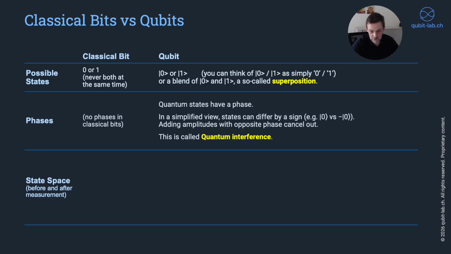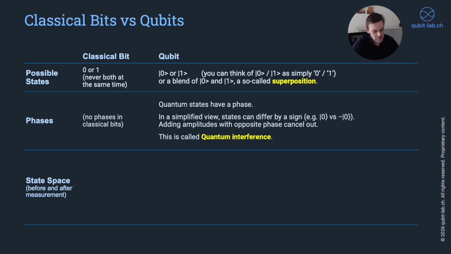In a simplified view, you could see a phase as like an extended sign. For instance, if there is a 0 state, there is also a -0 state. So adding amplitudes 0 and -0 means opposite phases. A minus is just the opposite of the plus. Then they will cancel out if you add them together. And this is called quantum interference.